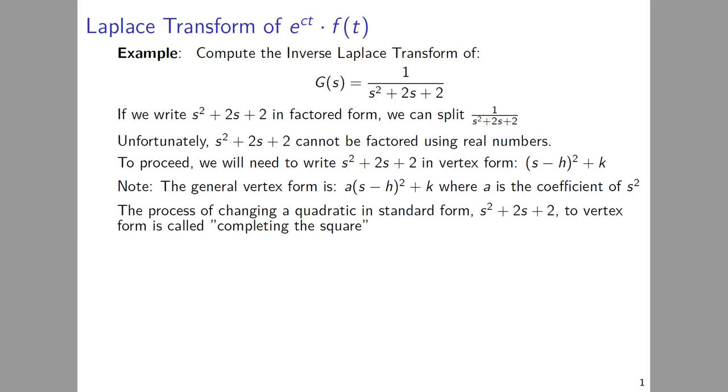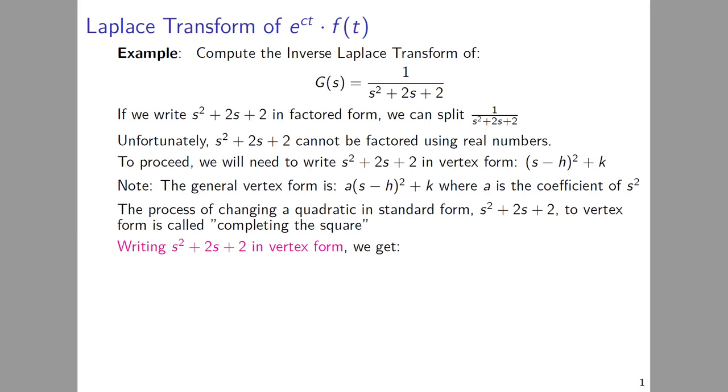This process of changing a quadratic in standard form, s squared plus 2s plus 2, to vertex form is also sometimes called completing the square. Let's do this process and write s squared plus 2s plus 2 in vertex form. If you'd like to see the steps of this done out, you can click on the pink link now.